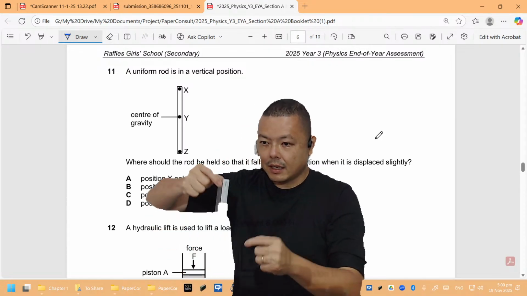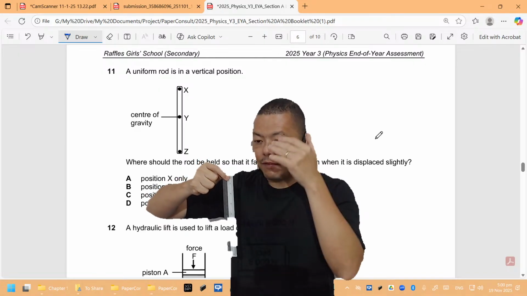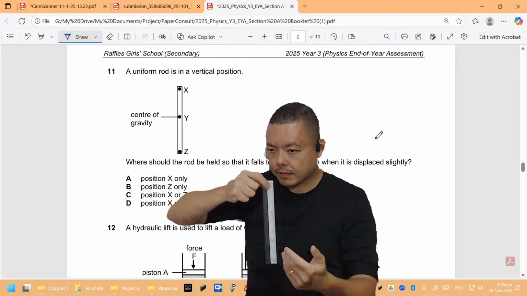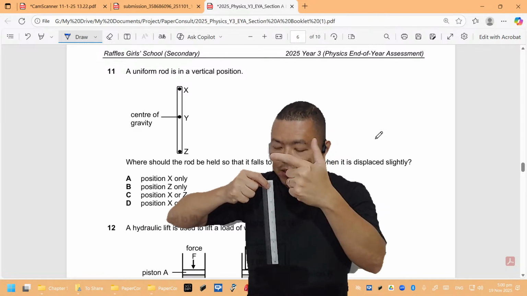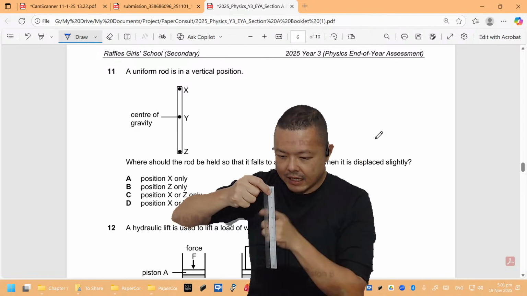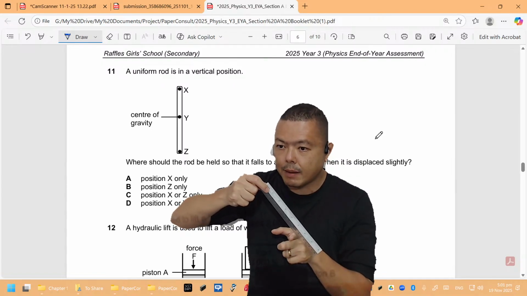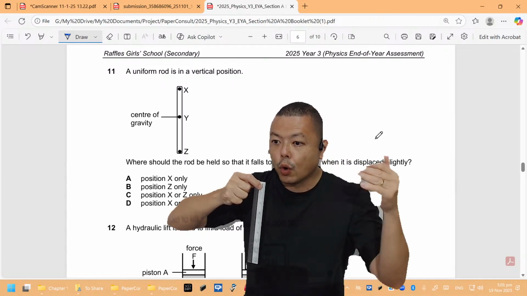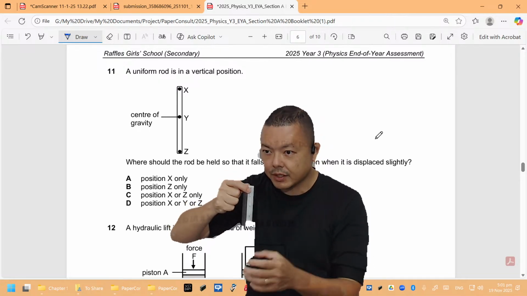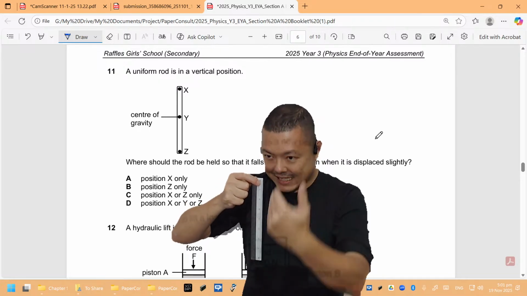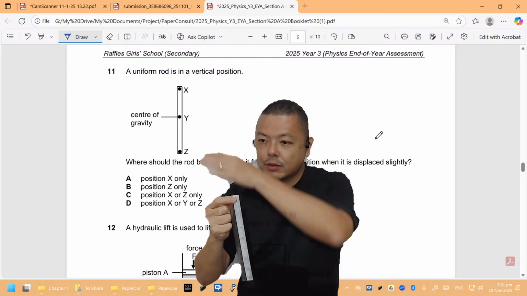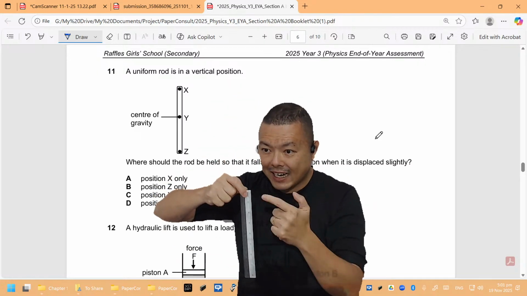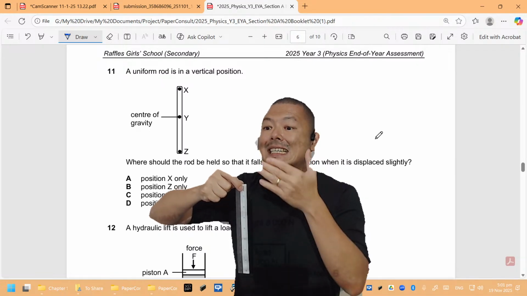Now, what if I start from this position? This is my pivot. My center of gravity is below the pivot. If I were to give it a slight push, what will happen? It will go back to the original position. This is a stable equilibrium. So if you hold it like that, tip it, it falls down, that's unstable. If you hold it like this, tip it, it goes back, this is stable.